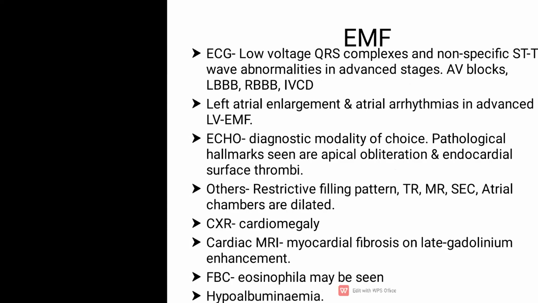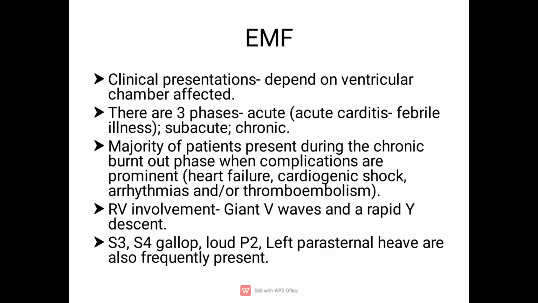Now, for the acute phase, you mainly have a febrile illness, and during the acute phase, the patient could have fever, heart failure, and could come in with cardiogenic shock. Then when the right ventricle is involved, they could have giant V waves. They could also have features of pulmonary hypertension, and the presence of a 3rd or 4th heart sound or a gallop rhythm.